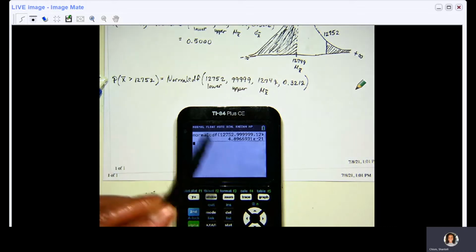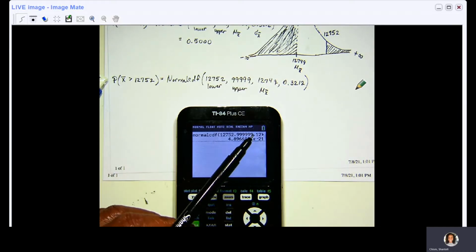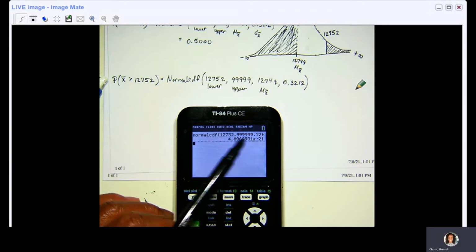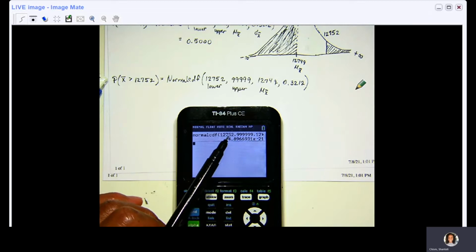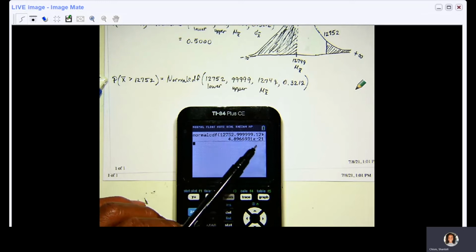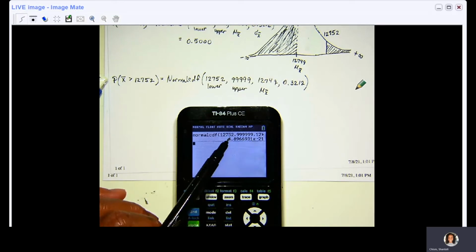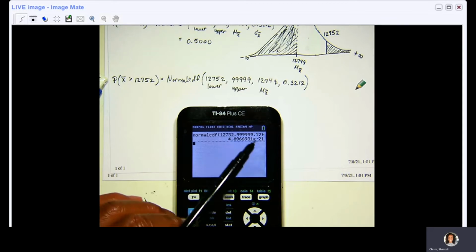Press enter. Okay, let's talk about this, because I guarantee if you ever see this on your calculator, you're going to wonder, what is that? Understand that first off, probability is never bigger than 1. It's never more than 1. But every time a student sees this on their calculator, something like this with this little E text, they'll say the answer is that actual whole number, when actually it's not. This E stands for scientific notation.